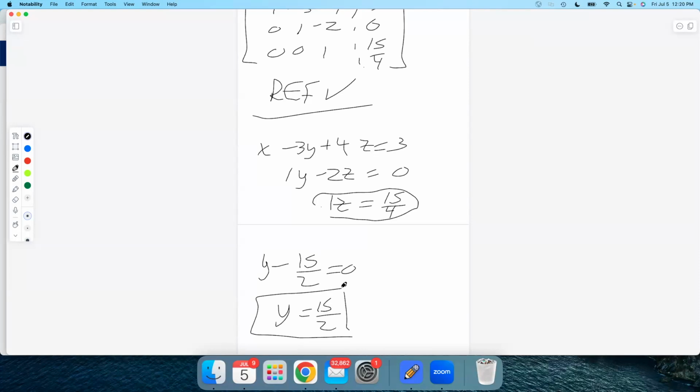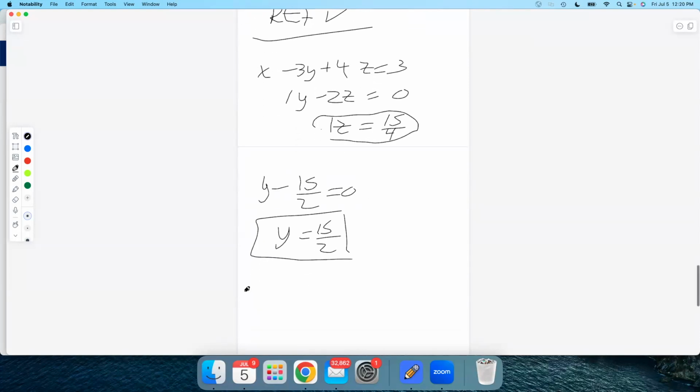Now that I have y and z, I can plug in here to get x. So x minus, what is that? 45 over 2, 3 times this, plus 4 times z, I could write that as just 15, but I want a common denominator. So 4 times 15 over 4 would be 15. I'm going to write that as 30 over 2. And that's supposed to equal 3. I'm going to write that as 6 over 2 so that I have a common denominator.